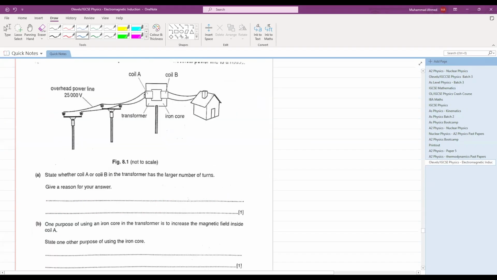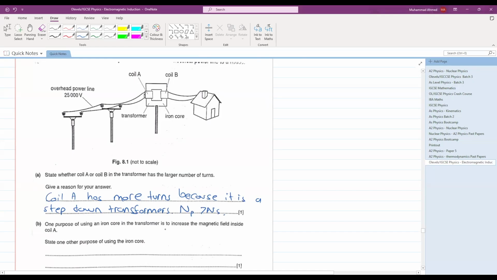Let's further move ahead. State whether coil A or coil B in the transformer has the larger number of turns. Give a reason for your answer. This transformer is connected close to the house. Close to the house, you have step down transformers. In step down transformers, the primary coil has more turns. Coil A has more turns because it is a step down transformer, and the number of turns on the primary coil is greater than on the secondary coil.